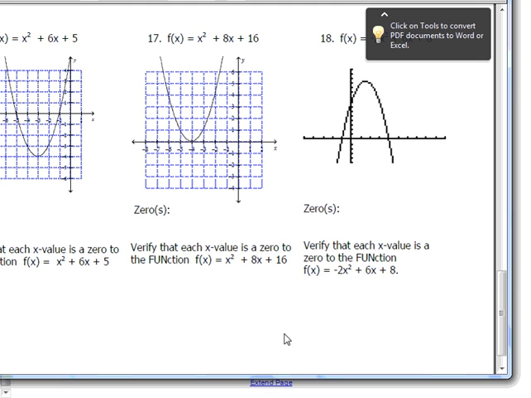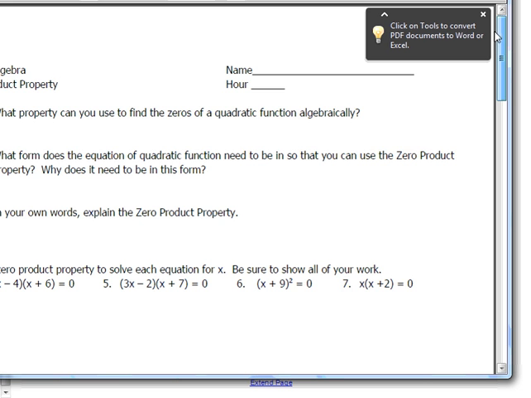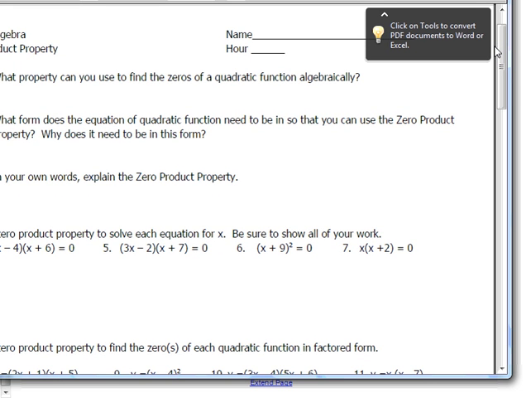All right, anyway. Find your worksheet. I found your worksheet. It's right here. And you can find it in Schoology. And it says Zero Product Property Worksheet. So, what property can you use to find the zeros? The ZPP. Good enough. You don't have to write it all out as zero product property.